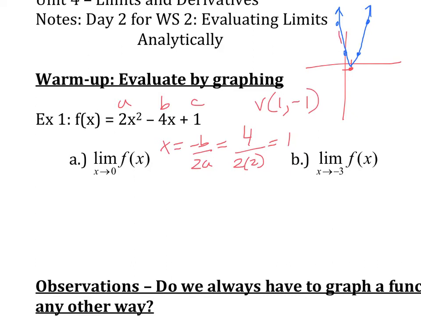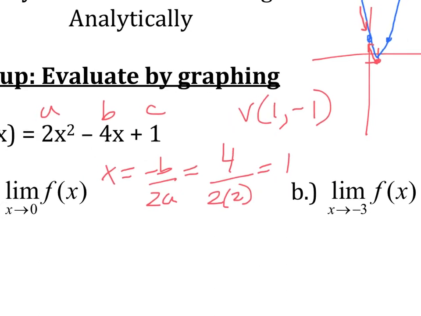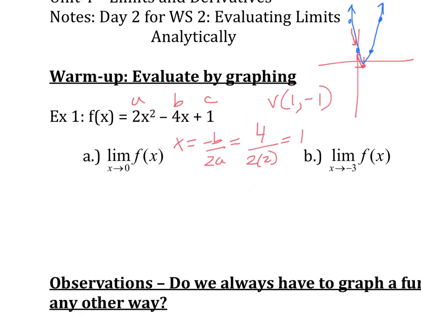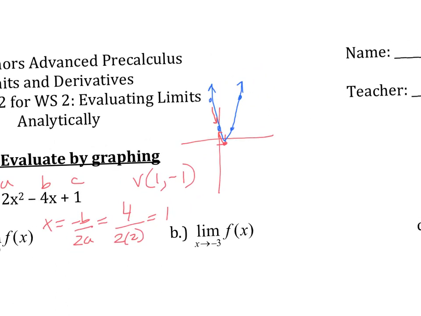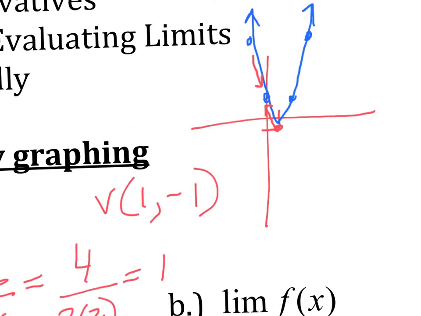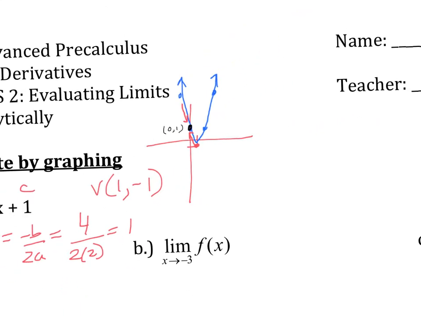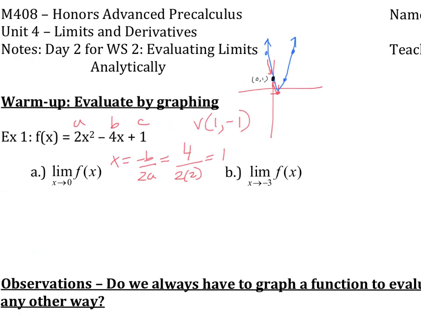So as I approach from the left, that looks like this. From the right looks like this. And I can see, as I approach from the left and from the right, in both scenarios, I am approaching this point right here. And this point is at (0, 1). So as my x values approach 0, my y value approaches 1. And for that reason, I would say that the limit as x approaches 0 is equal to 1.